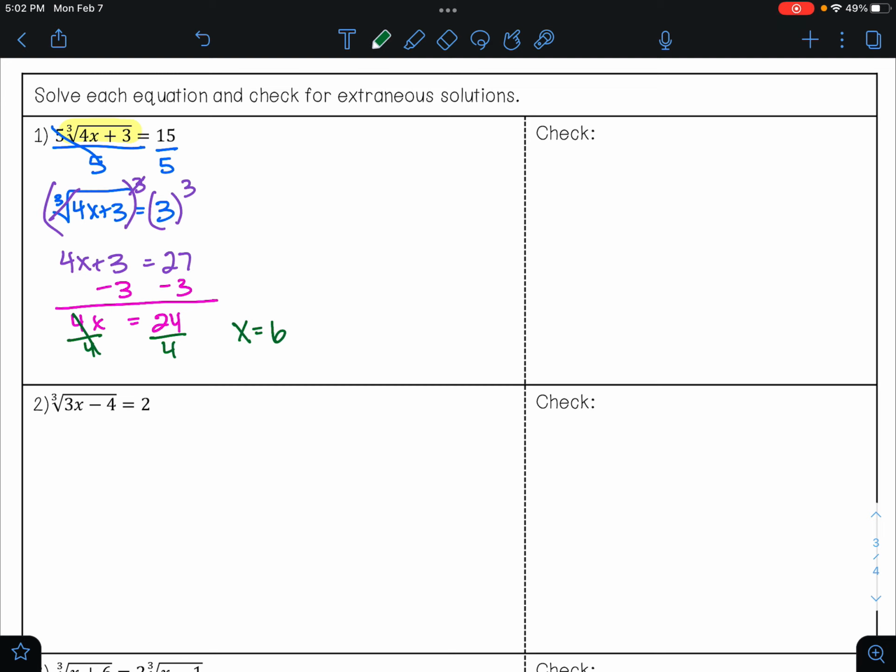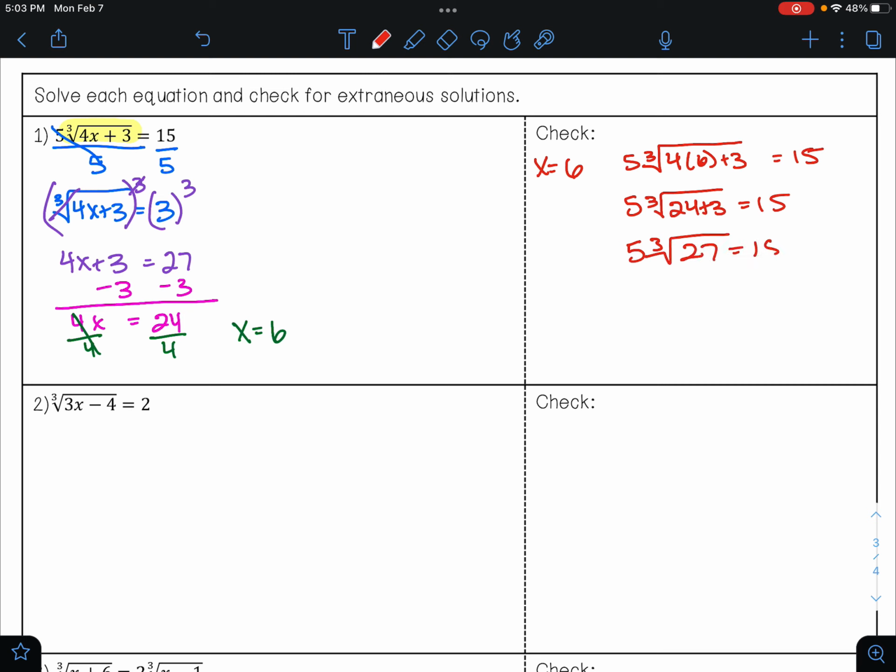So let's check to see if this is a solution or not. So if I check x equals 6, I'll have 5 times the cube root of 4 times 6 plus 3 is equal to 15. So I'll have 5 times the cube root of 24 plus 3 is equal to 15. So 5 times the cube root of 27 is equal to 15. The cube root of 27 is 3. 5 times 3 is 15. 15 equals 15, so 6 is in fact a solution.